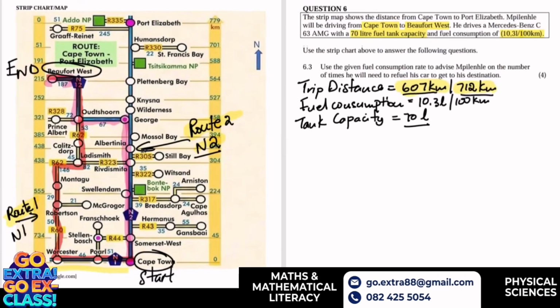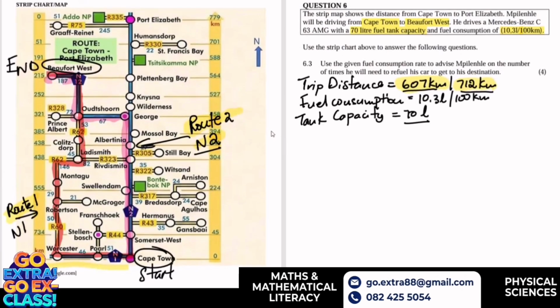The question is asking: use the given fuel consumption rate to advise Bilentle on the number of times he will need to refuel his car to get to his destination. So we need to use the fuel consumption of that car to advise on the number of times he will need to refuel. How do we go about that? This is method number 2. Check the previous video, because there are two perspectives on how to solve this question.